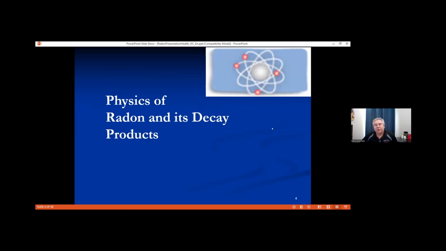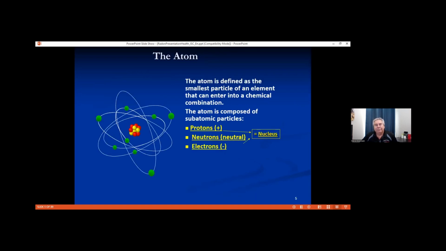So, the physics of radon and radon decay products. Most people have seen this image on the left here, which is an image of an atom. If we look at it closely, we can see a center part, the nucleus, and then particles flying all around the nucleus. We can compare this to the sun and the planets moving around the sun.